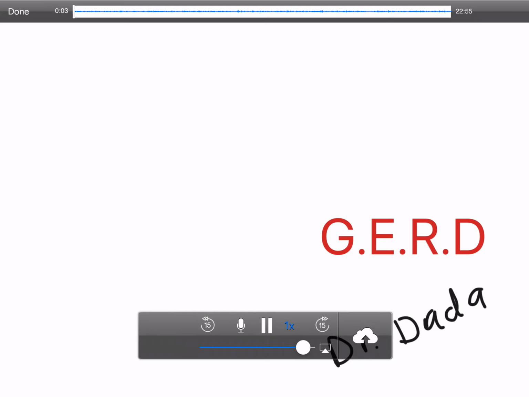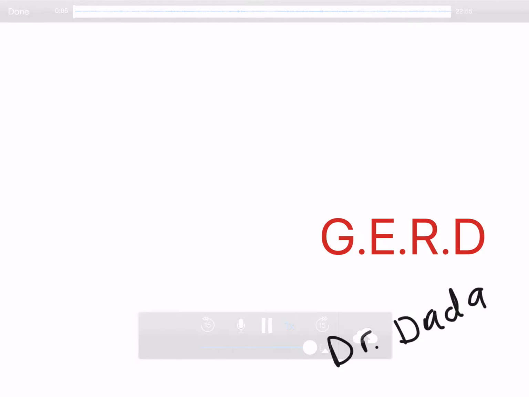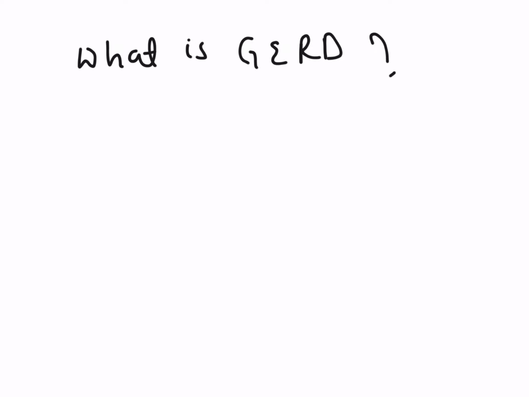Today we are going to be discussing GERD, which is gastroesophageal reflux disease. Now, what is GERD? GERD is a prolonged exposure of the esophageal mucosa to gastric content, and this prolonged exposure will lead to esophagitis and heartburn.